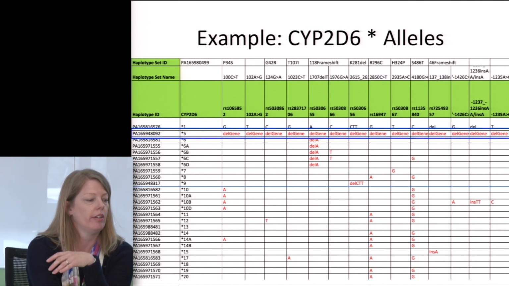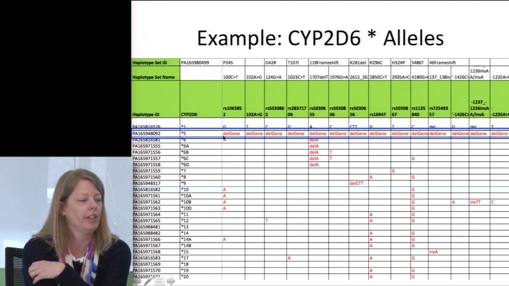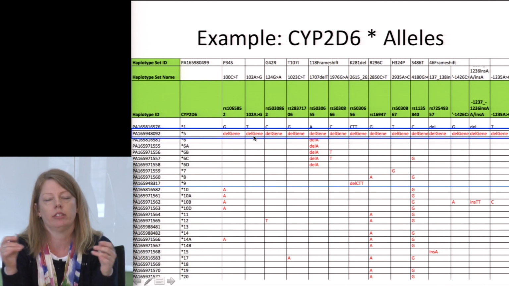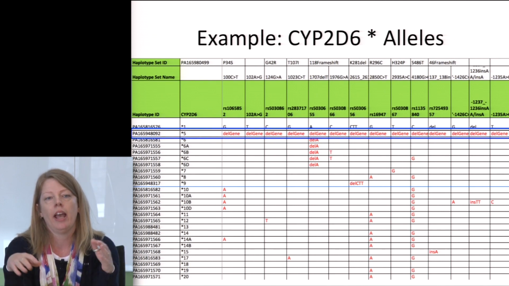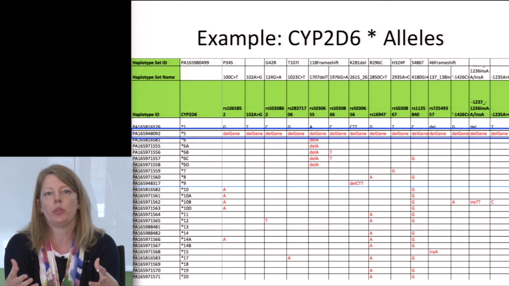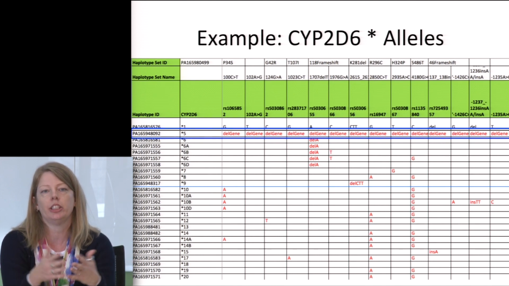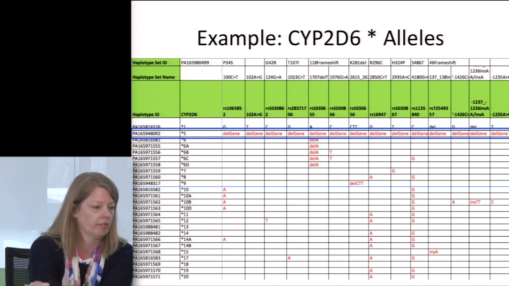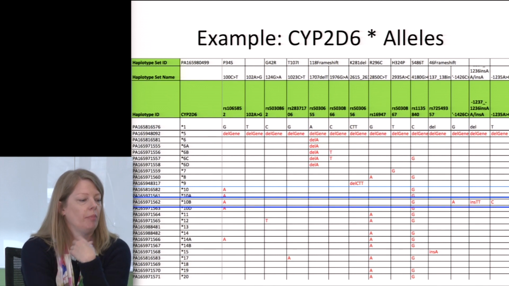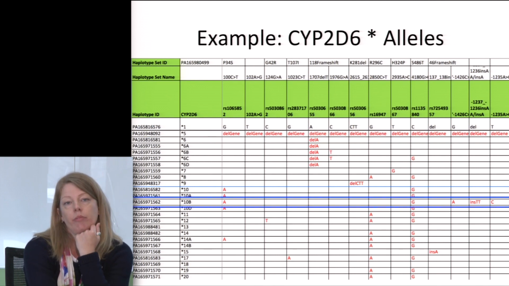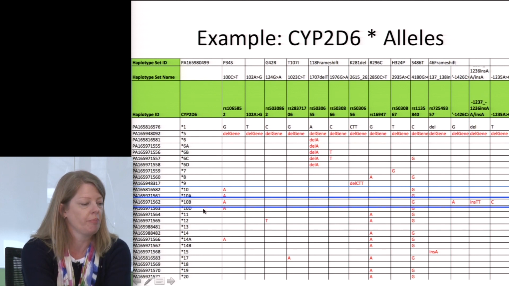Here's an example of CYP2D6 star 5. It is an entire gene deletion. So the entire gene is gone. And so instead of people saying the CYP2D6 gene deletion over and over again, they just say star 5.